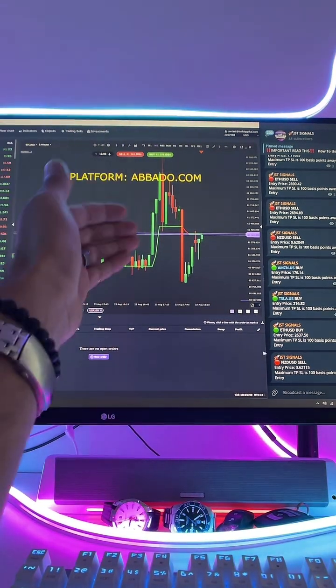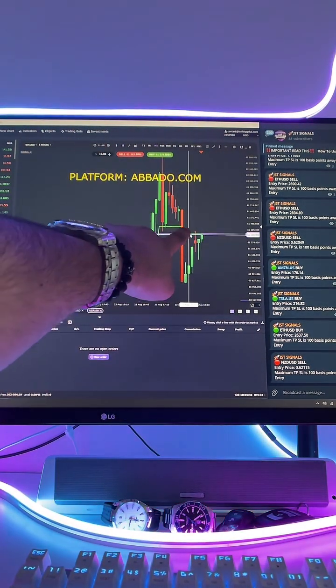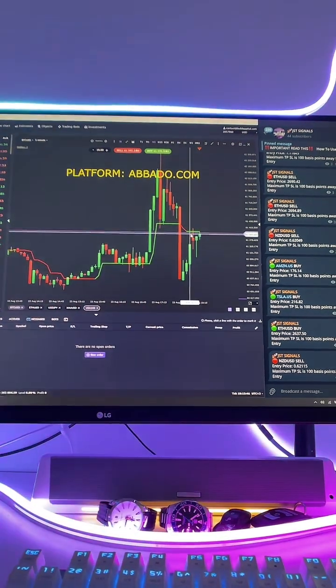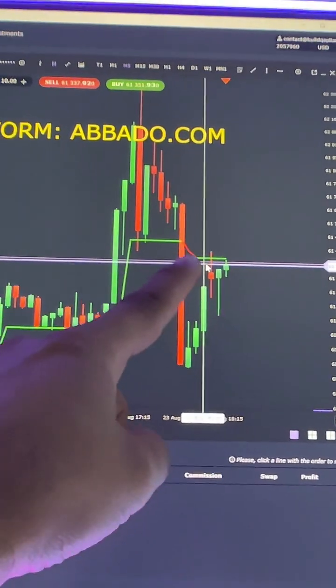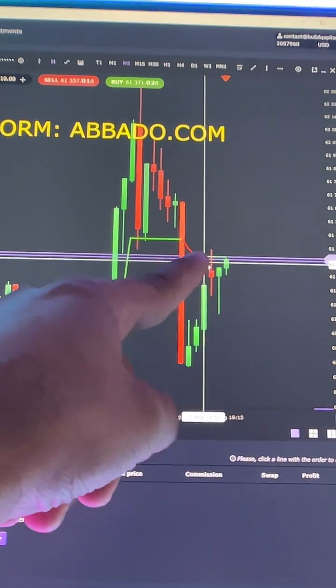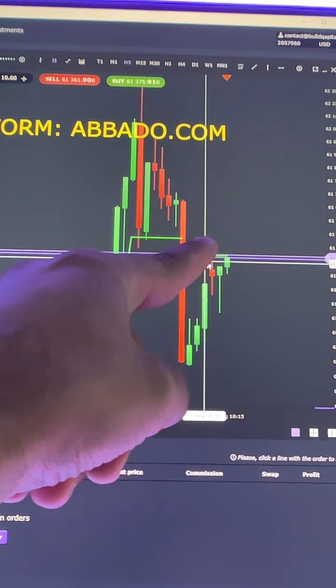Now, the way that I did it was as soon as the super trend went green, I waited for a pullback, and you guys can see that right here. So the super trend indicator was showing green, and then I didn't want to get in once it had already moved up.